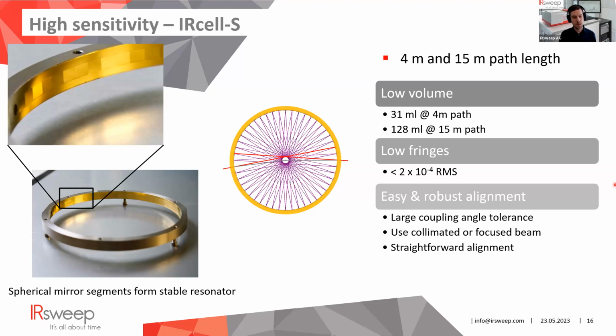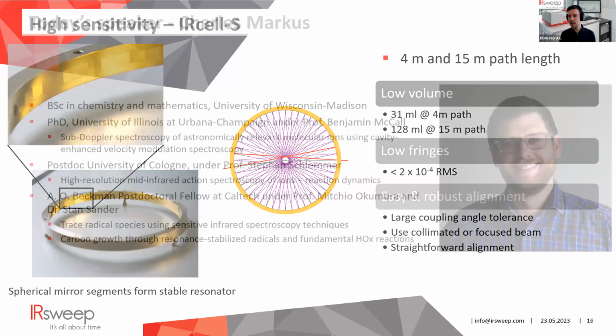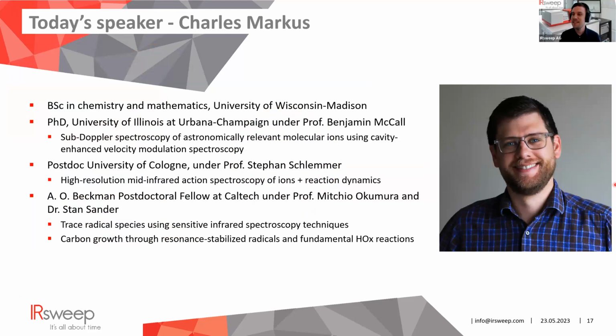Now, a 50-meter path length is, of course, quite nice, but there are some people for whom even the longest path lengths will never be enough. And so, introducing Charlie Markus. Charlie received his bachelor's degree not only in chemistry, but also in mathematics. He did his PhD under the supervision of Professor Benjamin McCall, where he worked on sub-Doppler spectroscopy of astronomically relevant molecular ions, using cavity-enhanced velocity modulation spectroscopy. Then he spent some time in Germany with Professor Stefan Schlemmer, where he performed high-resolution mid-IR spectroscopy of ions and studied their reaction dynamics.